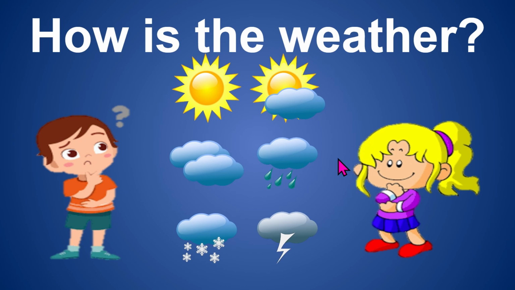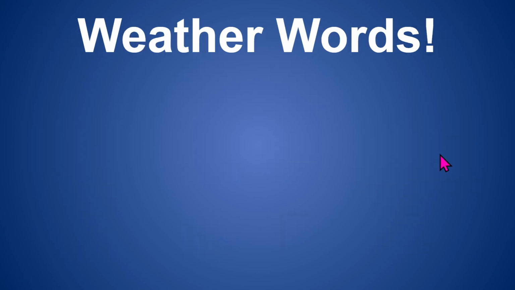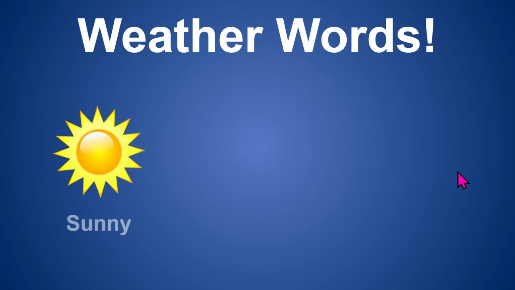Well, in English, we always talk about how the weather is like outside. So, in order to get started, we first gotta know some weather words. Maybe you can help me say these words in order to talk about the weather. Okay, let's start with the first one. Does anybody know how to say this word? This word is sunny.